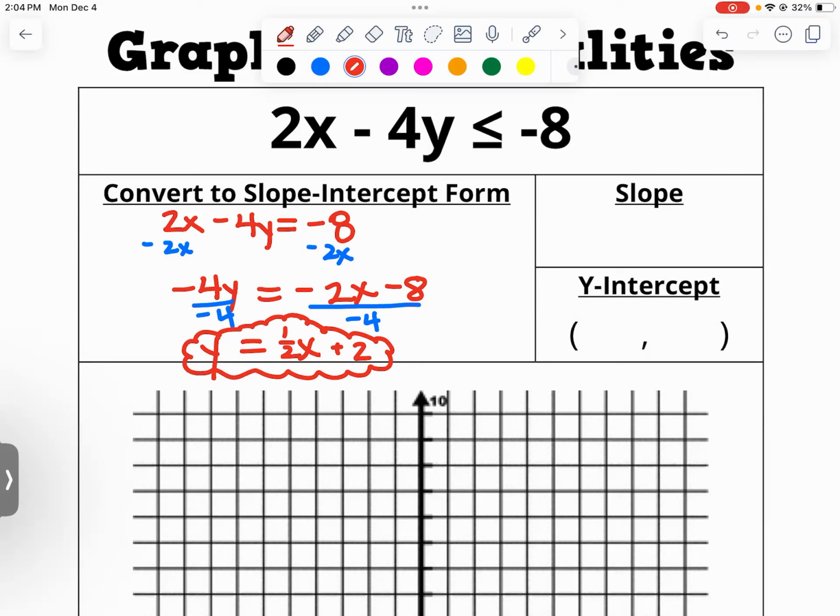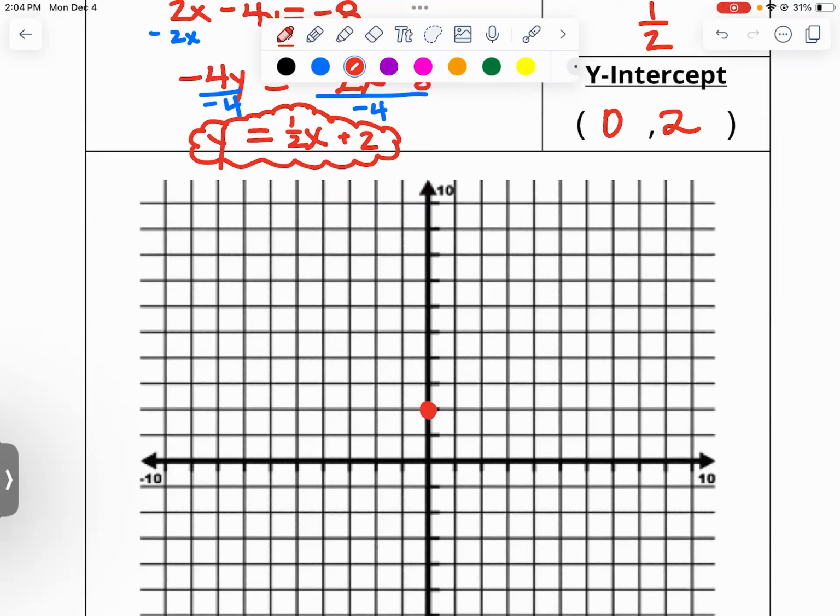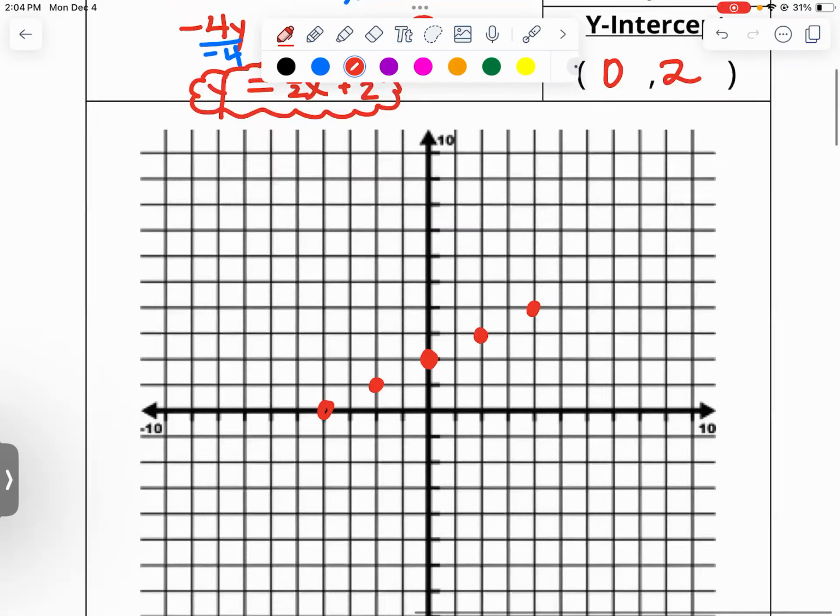Okay? Connor, what's our slope? 1/2. Okay. Ellery, what's our y-intercept? It's 2. So the coordinate 0, 2 is our y-intercept. So everybody, please put a coordinate on 0, 2. And our slope is up 1 over 2, or down 1, left 2.